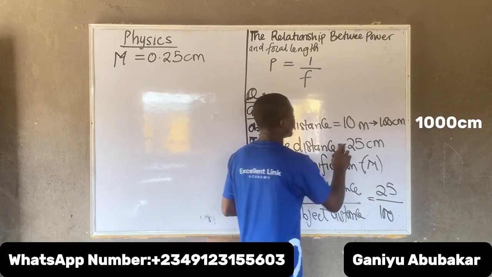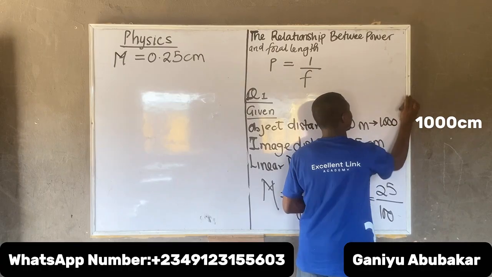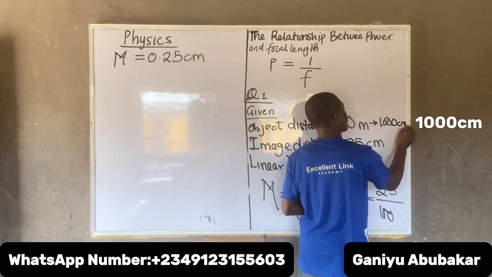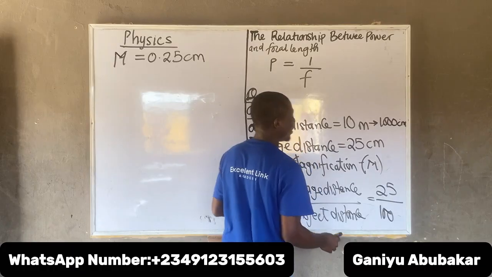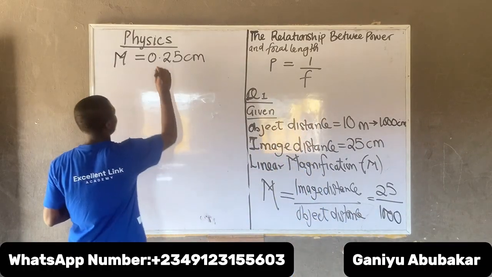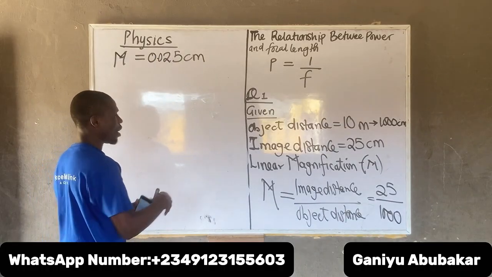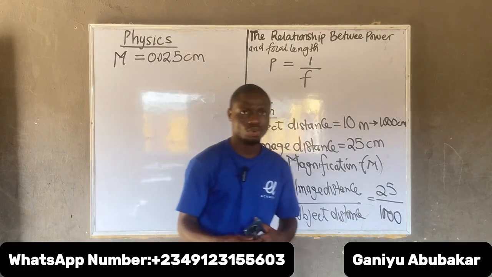Sorry, 1000 meters to centimeter is 10. Sorry, please. 10 meters is 1000 cm, please. So 1000 cm, please. That's 0.025 cm. All right, so we have the solution to question 1.